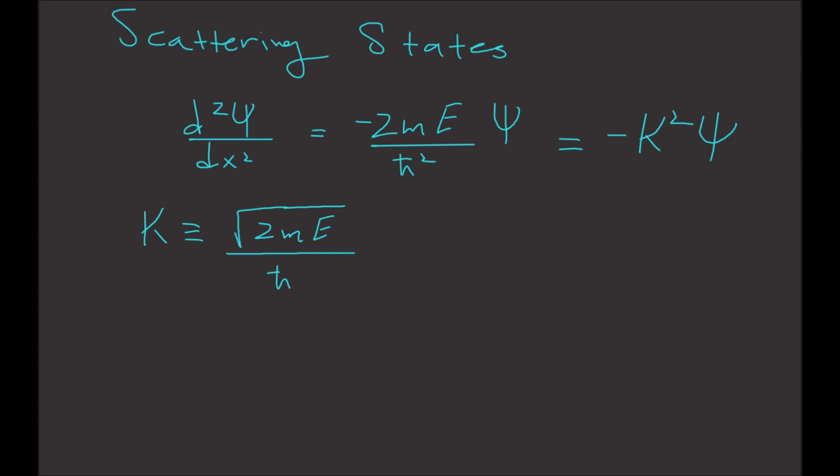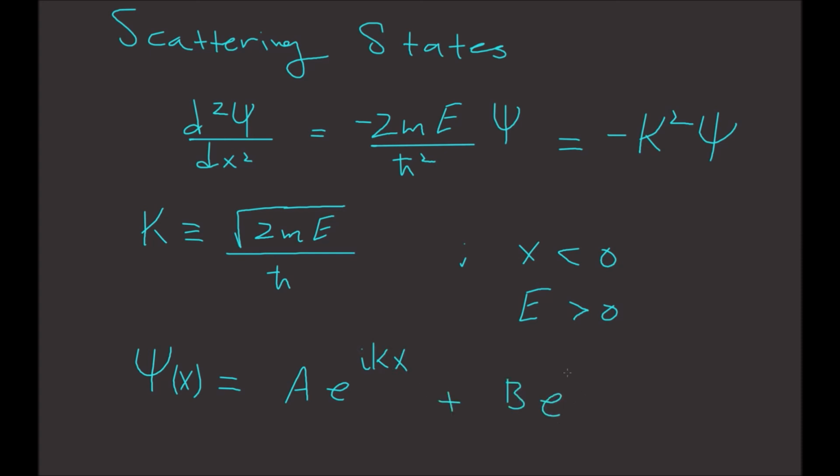This is the Schrodinger equation where x is negative and the energy is positive, greater than 0. The general solution for this one is psi of x equals A times e to the ikx plus B times e to the negative ikx. This is the solution, but it has a lot of things missing. We have to find the A, the B, and the k. So this is not done.